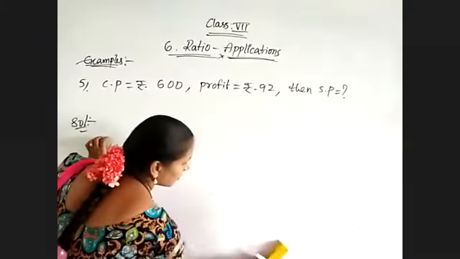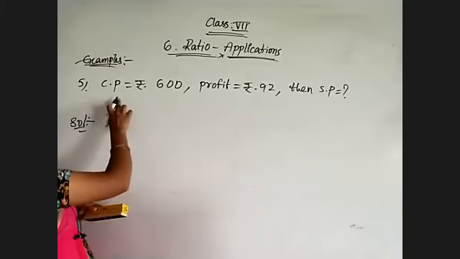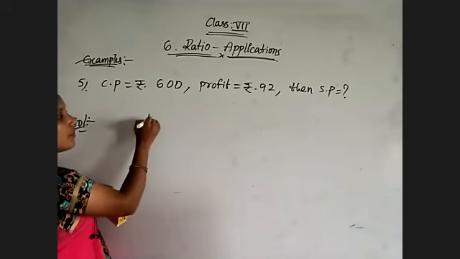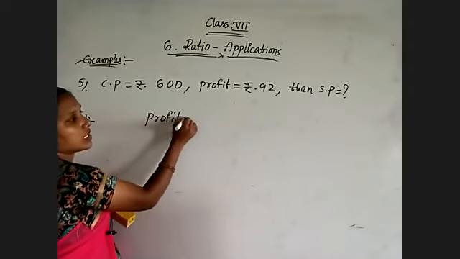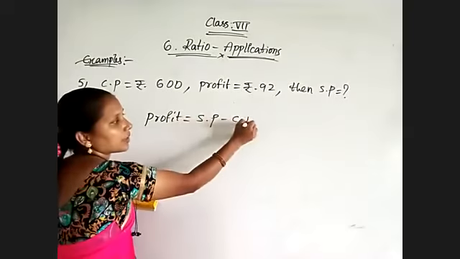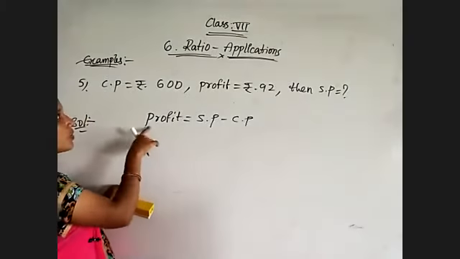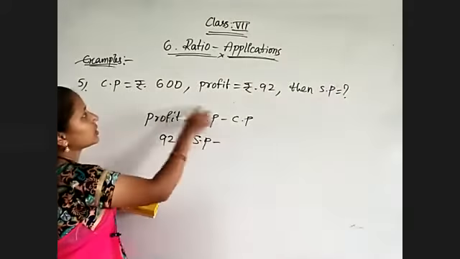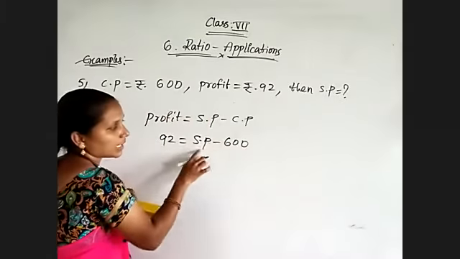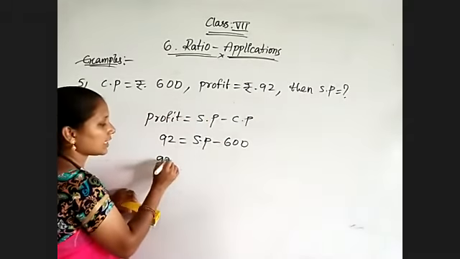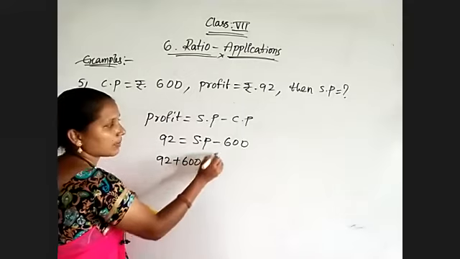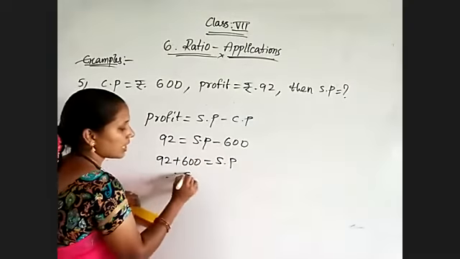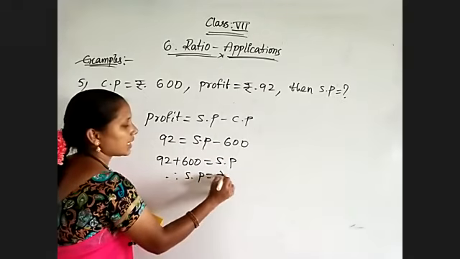What are the three values here? Just observe. CP given, profit given, SP is to be found. In these three terms, what is the related formula? We have profit is equal to SP minus CP. Substitute each and every value. So profit is 92 rupees, SP we need to find, CP value is 600. To get SP, bring this term to this side: 92 plus 600 is equal to SP. Therefore, SP will be equal to 692 rupees.